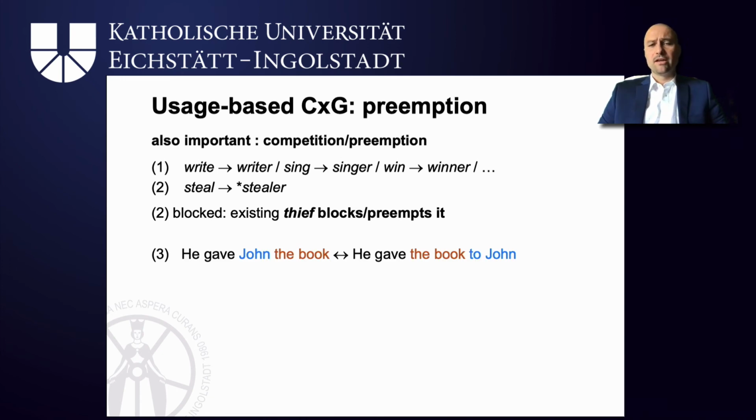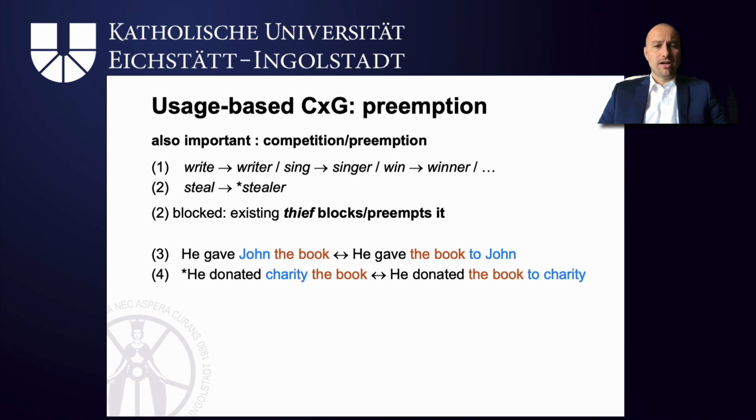Preemption can also explain competition at a more abstract level. Take a look at he gave John the book, he gave the book to John. John in both instances is the recipient of the action, the book is the theme which he receives. Now for many verbs of giving, we've got both options. You can have the recipient right after the verb, he gave John the book, or you can put it at the end in a prepositional phrase that expresses a caused motion, meaning he gave the book to John.